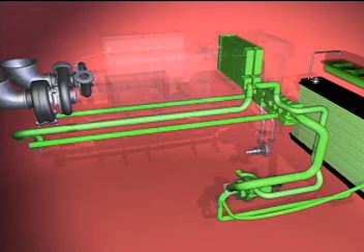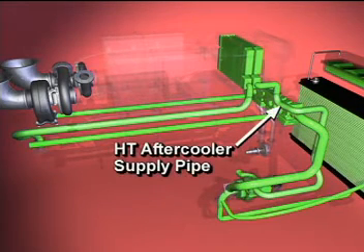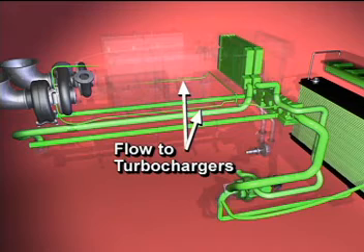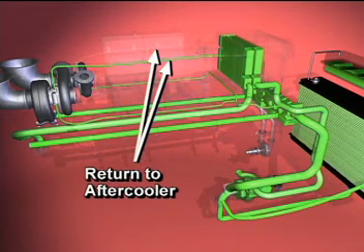QSK gas engines have water-cooled turbochargers mounted to the exhaust manifolds. Coolant from the HT aftercooler supply pipe flows to the bottom fitting in each of the turbocharger bearing housings. Coolant travels up through the bearing housings, cooling the turbochargers. From the top fitting in the turbochargers, the coolant returns to the top of the aftercooler. The pressure differential between the pump outlet pipe and the aftercooler causes the coolant to flow through the turbocharger.